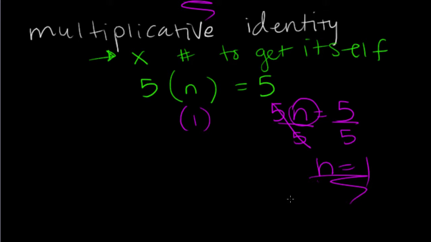We solved it algebraically, and we got that our answer was 1. So in multiplicative identity, you're going to use 1. All right? Now we're going to go on to inverses. Very fun. So in inverses, it's going to look like this.